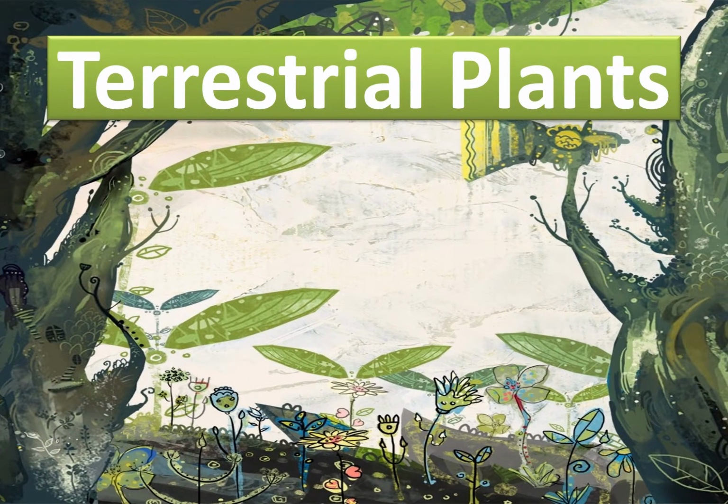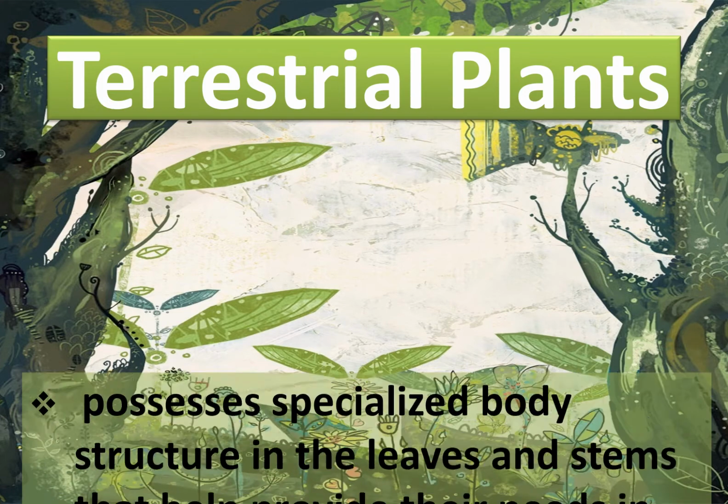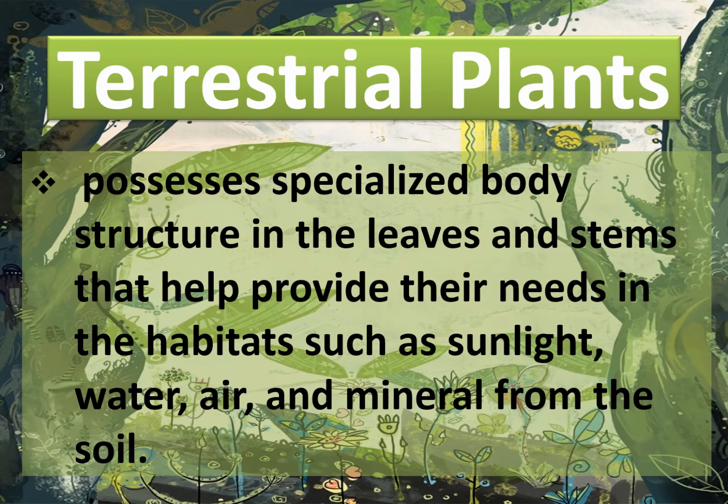So amazing, no? That plants can also have behavioral adaptations. Now let's look closely at those terrestrial plants. So what are terrestrial plants? They possess specialized body structures in the leaves and stems that help provide their needs in the habitats, such as sunlight, water, air, and minerals from the soil.